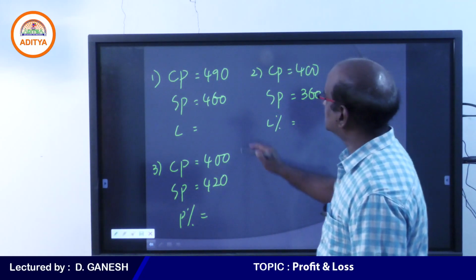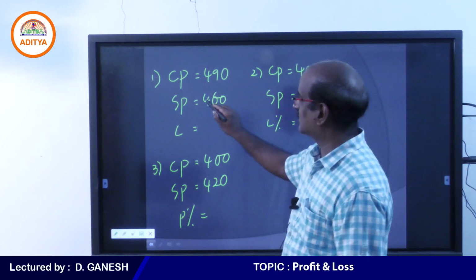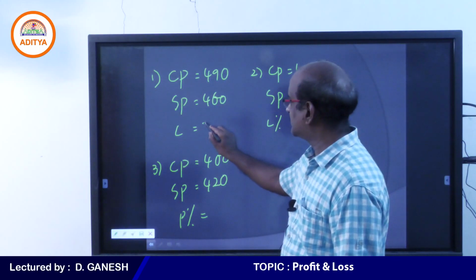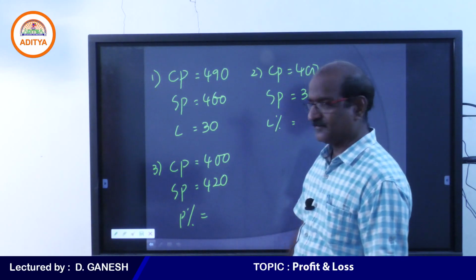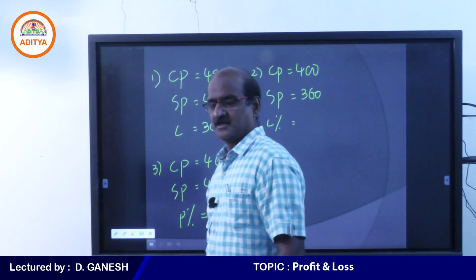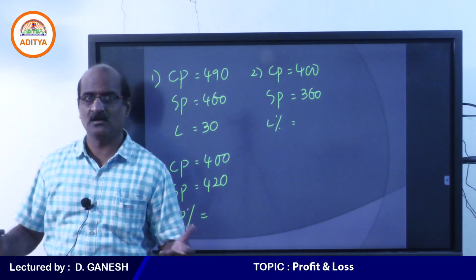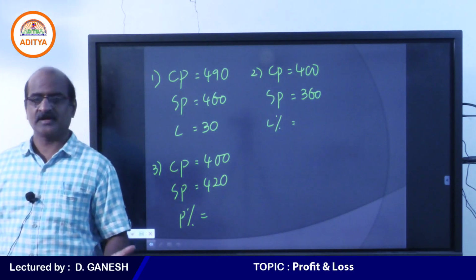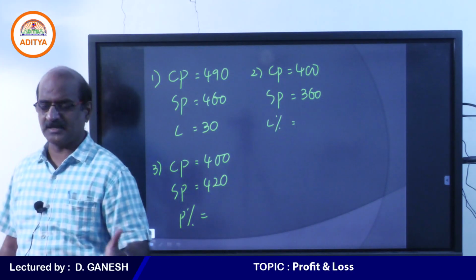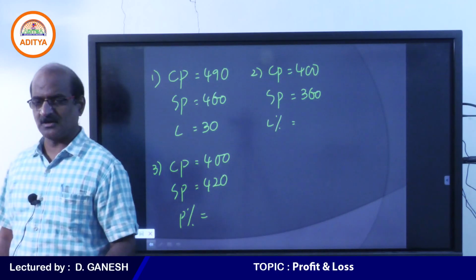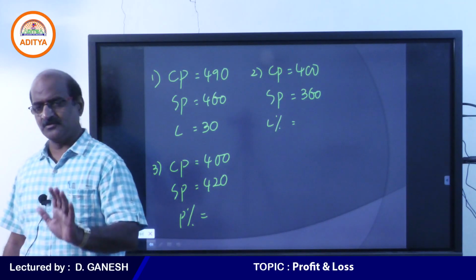Come on, students. The difference between 490 and 460 is 30. Enough. You stay at 30, that's it. Because 30 rupees is the loss and you are asked to find the loss only. When you are asked to find the loss only, you can stop at that value because that is all done. No, 30 is enough. You stop at 30.